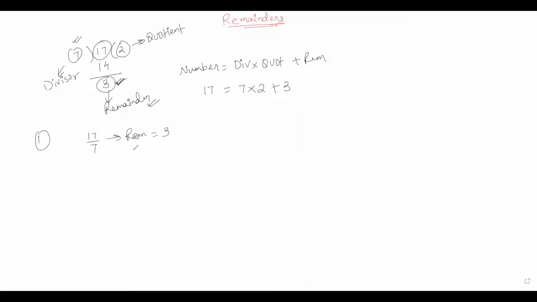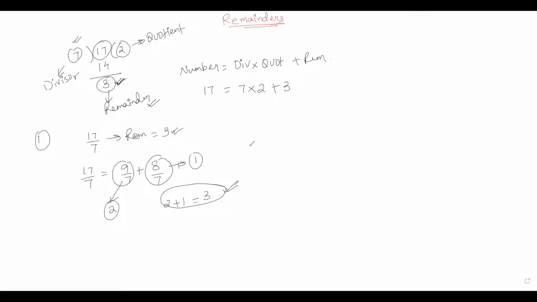Now, instead of writing the remainder as 3 directly, what we can do is split this 17 by 7 and write it as 9 by 7 plus 8 by 7. And we know that when we divide 9 by 7, we'll be getting the remainder as 2. And when we divide 8 by 7, we'll be getting the remainder as 1. So the sum of the remainders of these 2 individual divisions, that is 2 plus 1, is equal to the original remainder, that is 3. So we can split a division into a sum of 2 divisions to get the original remainder.